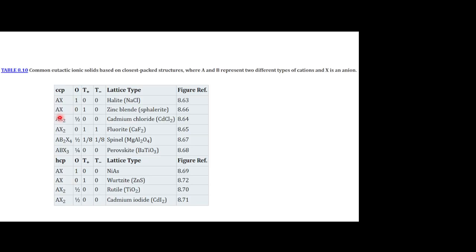If we were to come down here, and let's say we looked at something with a CCP, and it had an AB and then 3 of the anions. So our perovskite that we looked at just a bit ago would be BaTiO3, right? See how it matches this formula: cation, cation, anion, 3 of them. And that's going to be this structure right here. So perovskite.